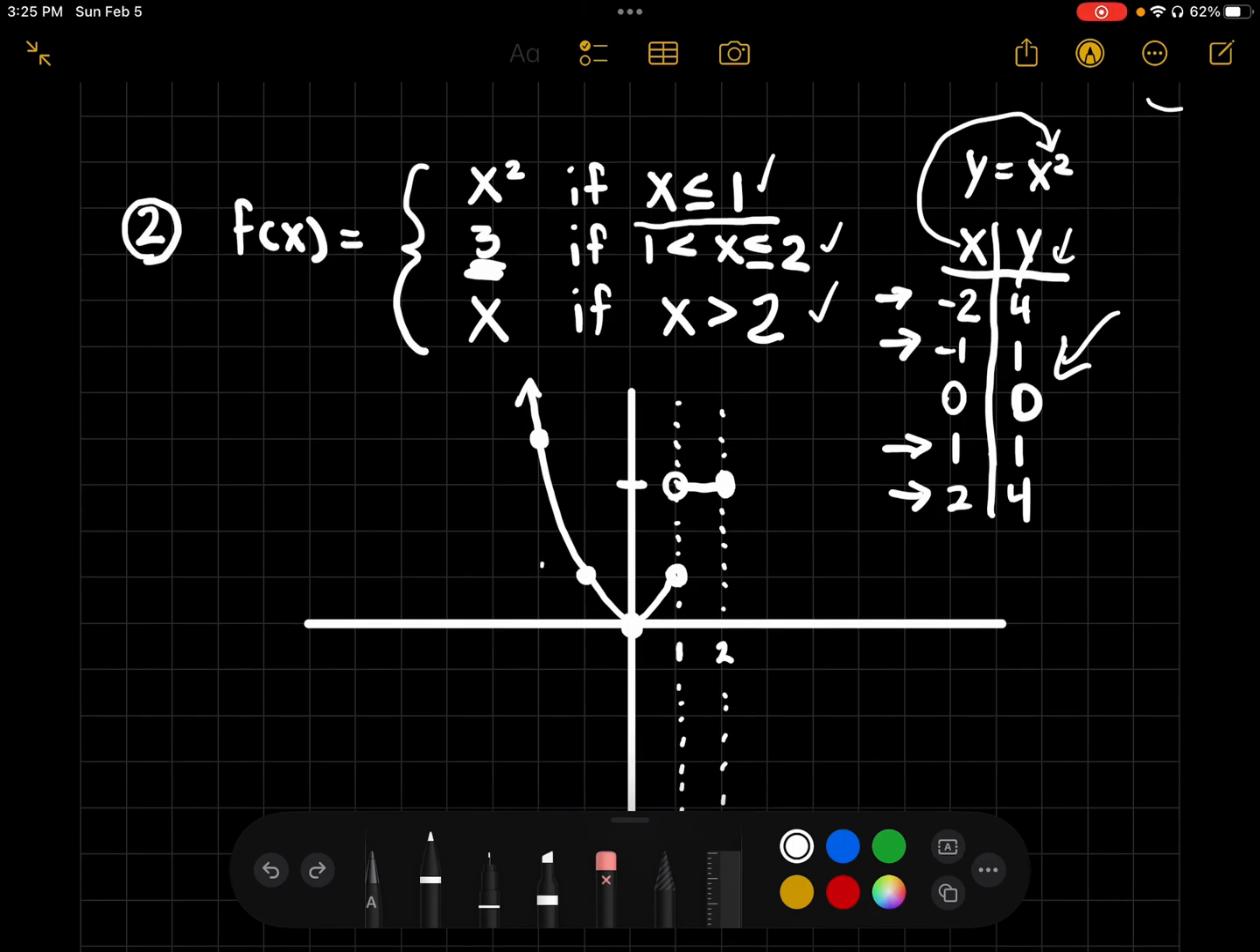So y is equal to x means you would start on the origin and you would go up 1 over 1, up 1 over 1, up 1 over 1, up 1 over 1, up 1 over 1, up 1 over 1.